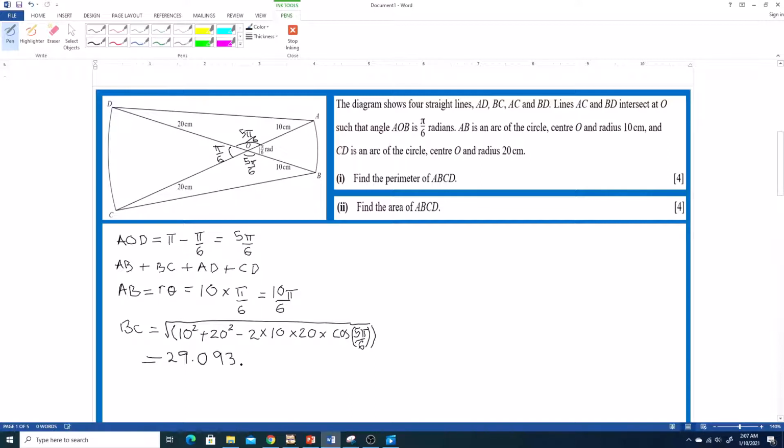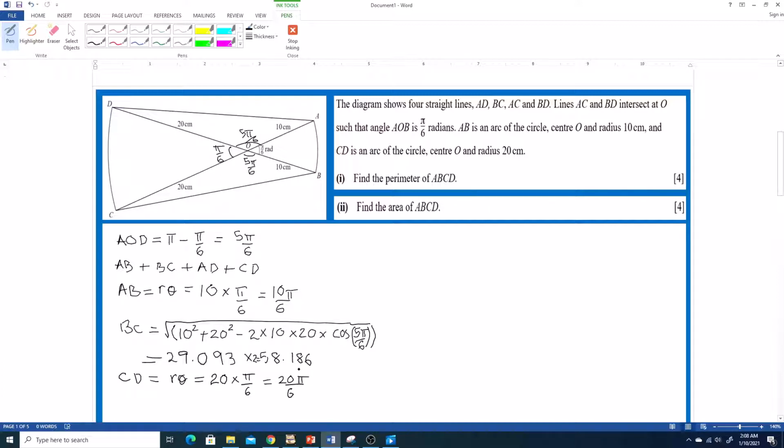Now when I punch that out in my calculator, I get 29.093, and since there are two sides that are similar, that's AD and BC, I'm going to multiply that by 2 to give me 58.186. Now, to get the final side, which is CD, that's another arc length, so r theta, but the r for CD's bit is 20, and the theta is pi over 6, which gives me 20 pi over 6.